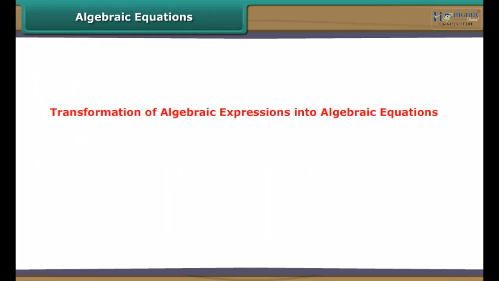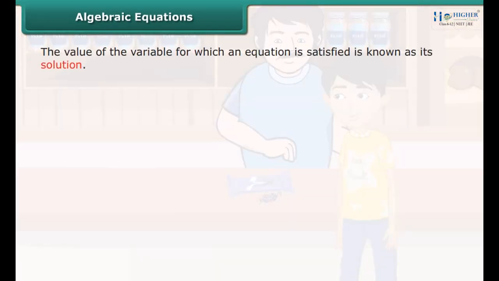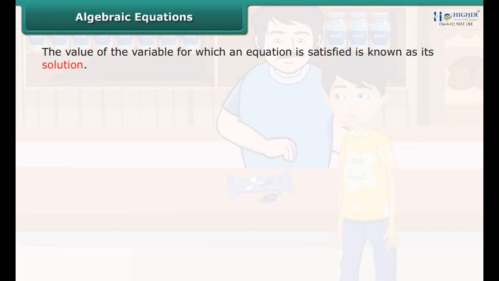Let us express all the earlier algebraic expressions as algebraic equations. X plus 20 is equal to 25. 30y plus 200 is equal to 1100. (A plus 5) into 3 is equal to 45. The value of the variable for which an equation is satisfied is known as its solution.